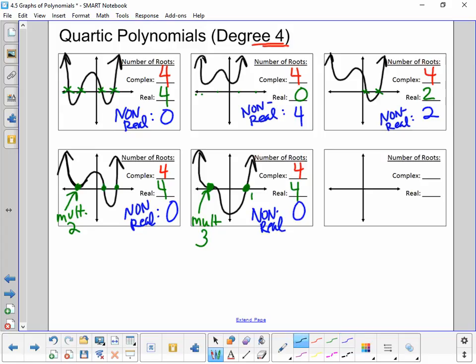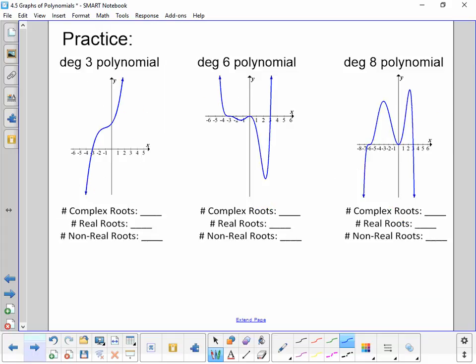And let's think of another scenario. Oh, here would be a fun one. If it squiggles like this, touches and turns around. I know it has 4 complex roots because it's degree 4. Of those complex roots, I have this one I can see right here, but I remember that that behavior tells me that it's a multiplicity of 2. So I have 2 real roots, and the non-real roots would be a total of 2 of those. Anyway, there's other possibilities with quartic. This is just some of the possibilities. So let's look at that in practice.